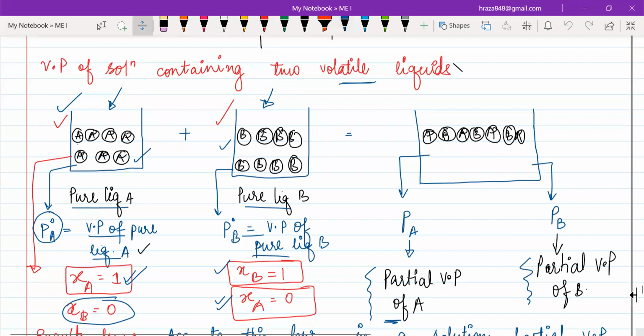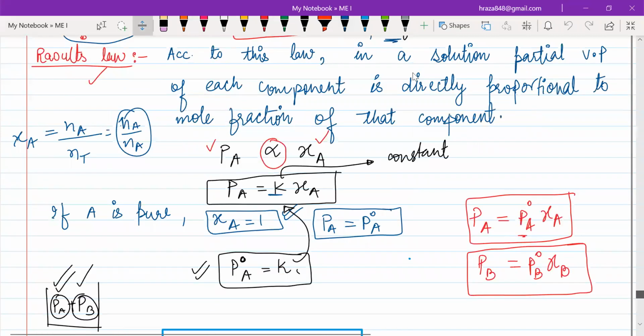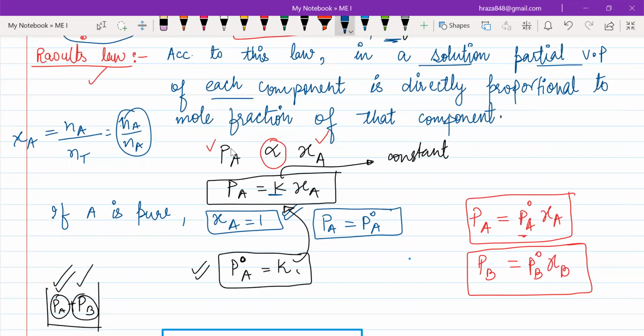Here comes Raoult's law. According to Raoult's law, in a solution in a bigger container, the partial vapor pressure of each component, let's say A has a partial vapor pressure PA, is directly proportional to the mole fraction of that component. To remove this proportionality sign, we put a constant K, and this constant K will be equal to the pure vapor pressure of A. So PA will be equal to P naught A into the mole fraction of A. PB will be equal to P naught B into the mole fraction of B.